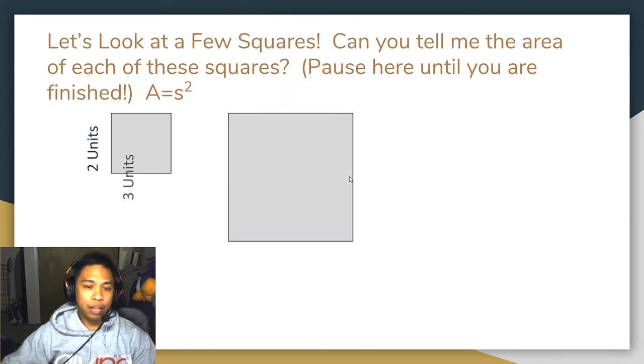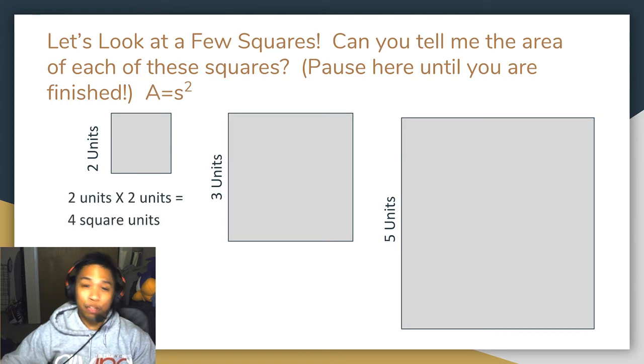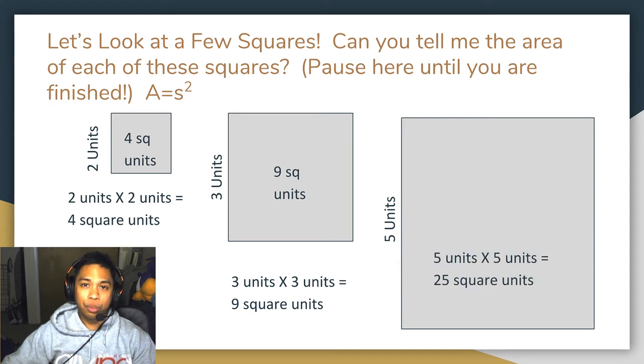The first square, we have 2 units. We have a square with 3 unit side length and a third square with 5 unit side length. If you answered 4 square units for the first square, you were correct. 2 units times 2 units equals 4 square units. If you answered 9 square units for the second square, you're correct, with 3 units times 3 units equals 9 square units. And for the third one, if you came up with 25 square units, you're correct because 5 units times 5 units equals 25 square units.